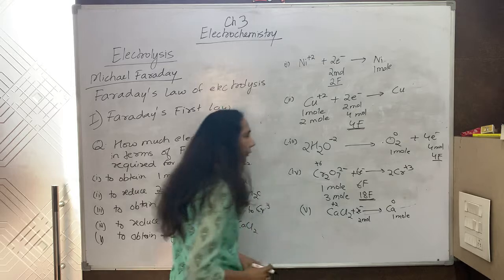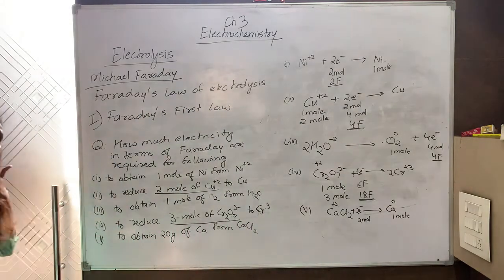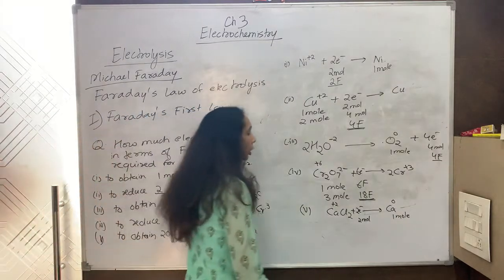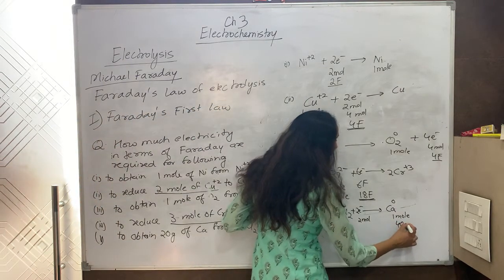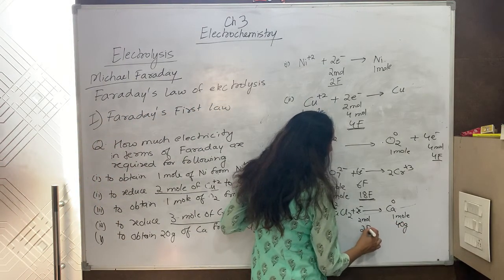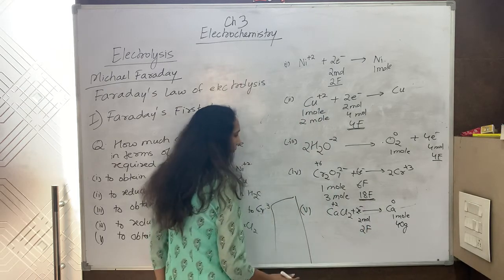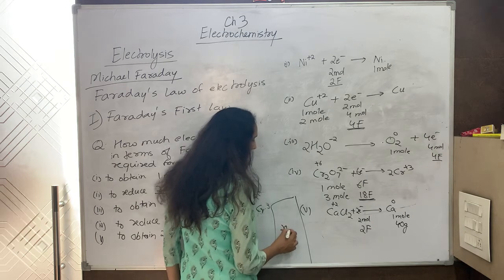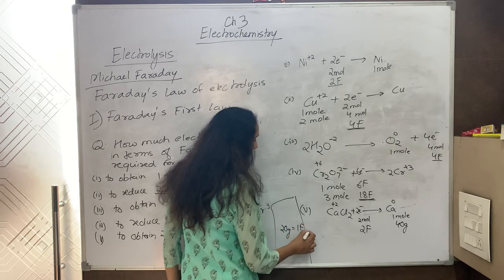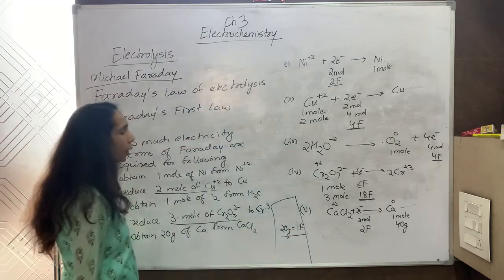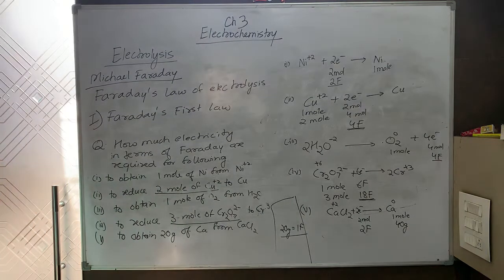What is the molar mass of calcium? Molar mass of calcium is 40. So for 40 gram you require 2 Faraday. So how much Faraday do you require for 20 gram? For 20 gram you require 1 Faraday.